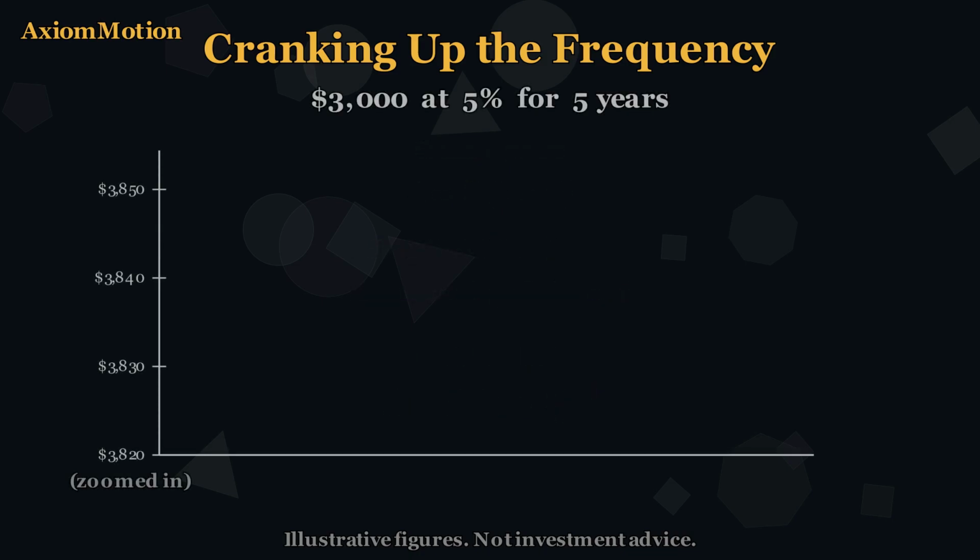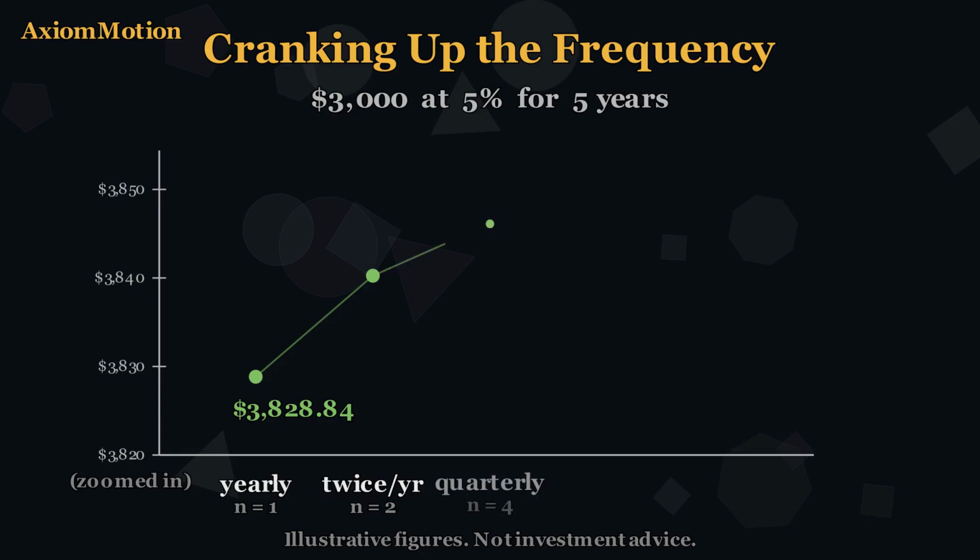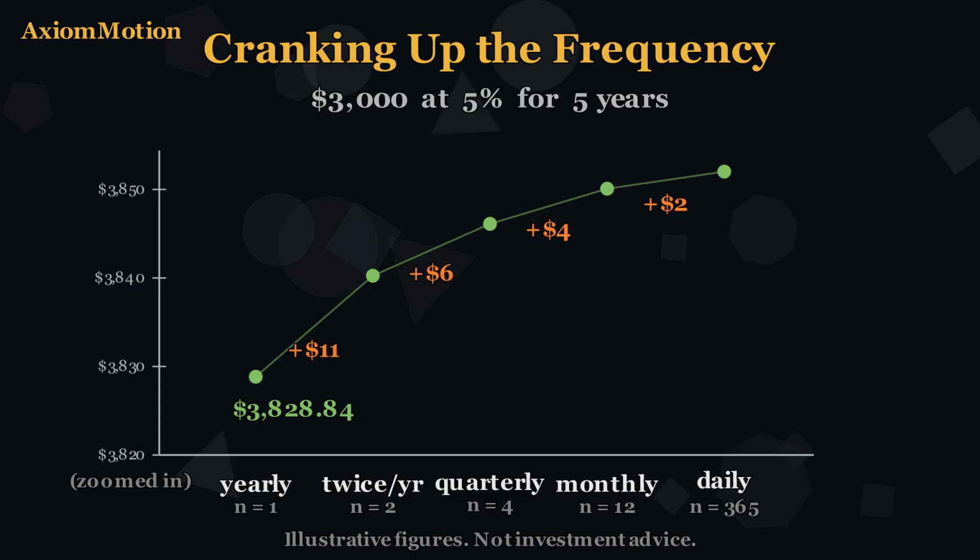Let's put it to work. $3,000 at 5% for 5 years. Compounded once a year, it grows to $3,828. Twice a year? A little more. 4 times a year? More still. Monthly, daily. Each time we compound more often, the final amount grows. But look closely. Every jump is smaller than the one before it. $11, then 6, then 4, then 2.